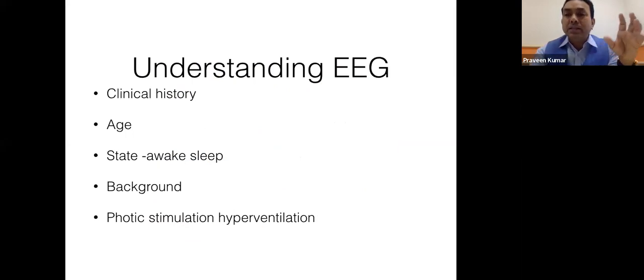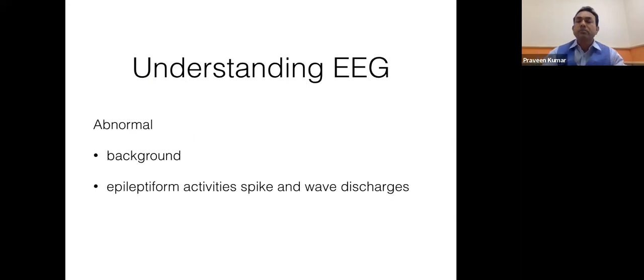So in understanding EEG, as we talked about in the beginning, we need to look at the age, because there are age-dependent things. The state, as we just saw, sleep has different features, awake has different features. How is the background, and what do you find in photic stimulation and in hyperventilation? Abnormalities can be because of the background or because of any discharges. Dr. Chandrakanta will be talking about those parts.